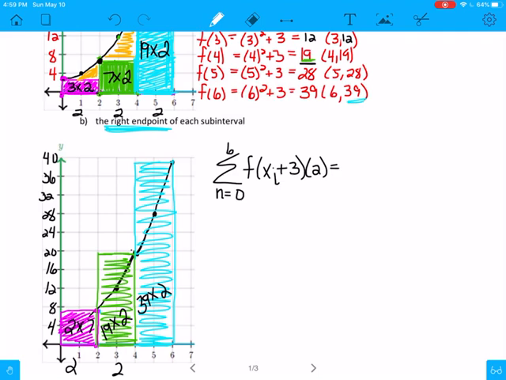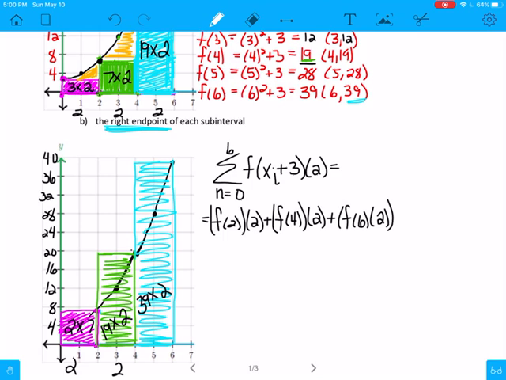So technically what I'm actually doing is f of 2 times the width of 2 plus f of 4 times the width of 2. And that gets me my area of my second rectangle. And then I'm going f of 6 times 2. That's indirectly what I'm doing. But if I draw the actual graph, it makes it easier for me to see.